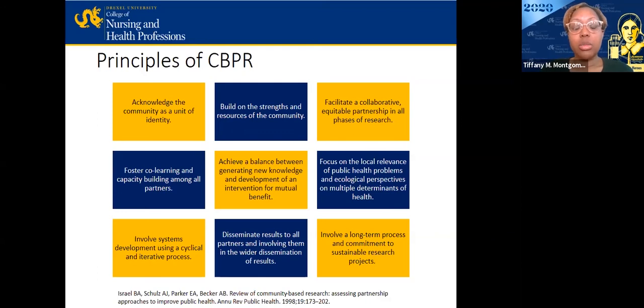It involves system development using a cyclical and iterative process. So community-based participatory research is very fluid, if you will. Things change all the time. We go back to various phases that we thought we might have already completed, and that's normal. It's not as prescribed as some of the research that we are used to. I think as researchers, we can get used to this idea that, you know, one thing happens and then 2 and 3 and 4, but sometimes you get to 4 and have to go back to 2, or you might have to go all the way back to 1.